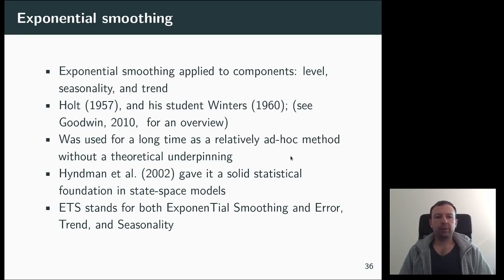It actually was used for a long time as a relatively ad hoc method without any theoretical underpinning. That changed in 2002 when Hyndman et al. gave it a solid statistical foundation in state space models. And if you're wondering, the term ETS stands both for exponential smoothing, but also for error, trend, and seasonality, which are again these components of the exponential smoothing model.